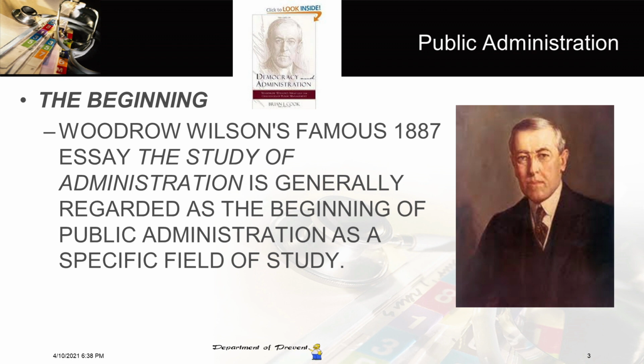Wilson argued that it should be treated as its own field of study, with public administrators being directly responsible to political leaders. He believed that politicians should be accountable to the people and that political administration should be treated as a science and its practitioners given authority to address issues in their respective fields.